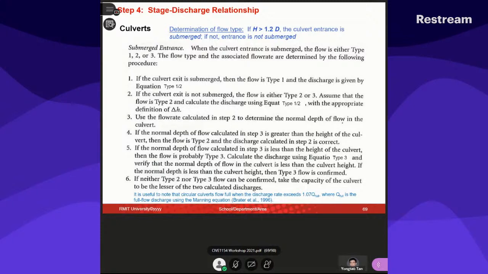Now for the circular covers, meaning the cross section is circular, you need to be careful here. When the discharge rate exceeds 1.07 Q full, we consider that the circular covered flow is full. This is one you need to pay attention to.